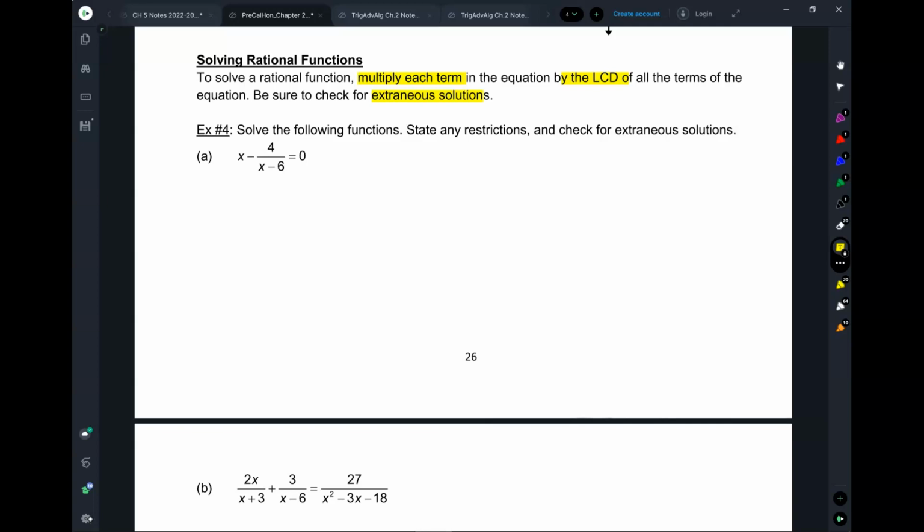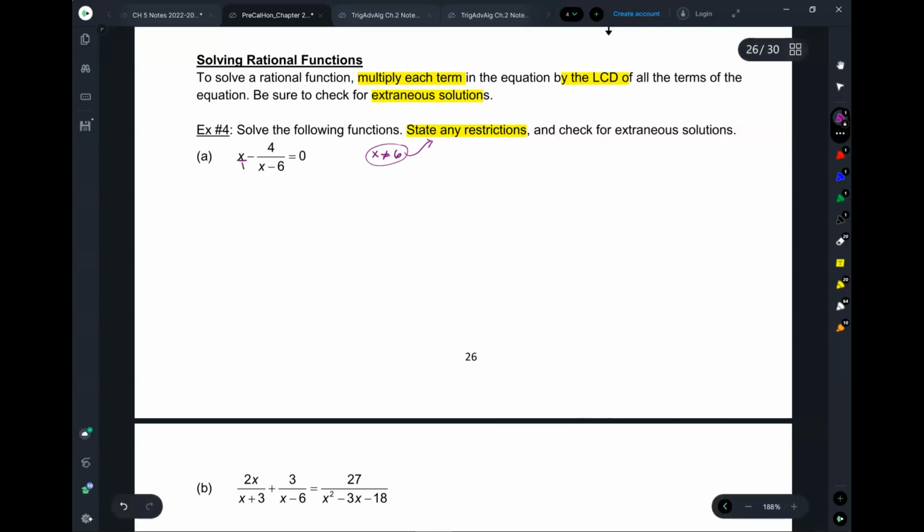Okay, so let's solve the following functions stating any restrictions. Restrictions are exactly what I was just talking about, values where the denominator equals zero. Okay, so take a look at this equation here. We have x minus 4 over x minus 6. And now we know that since x minus 6 is in the denominator, x can never be 6. This is a restriction, okay? X can't be 6 is a restriction.